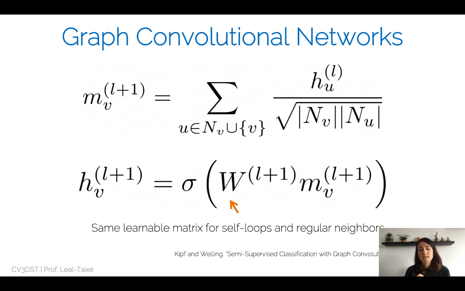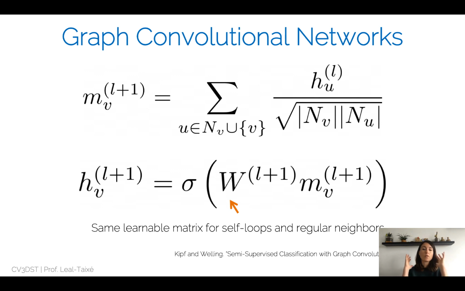And so now the idea is that instead of having two matrices, one that acts on the message, that is, on the neighbor information, and one that acts on your own node embedding, you can have one single matrix. Because we have already taken into account the embedding of the own node V. So now we need only one matrix, which is going to be the same learnable matrix for self loops, for the own node connection, and for the regular neighbors that are connected to the node. But essentially the idea is the same.